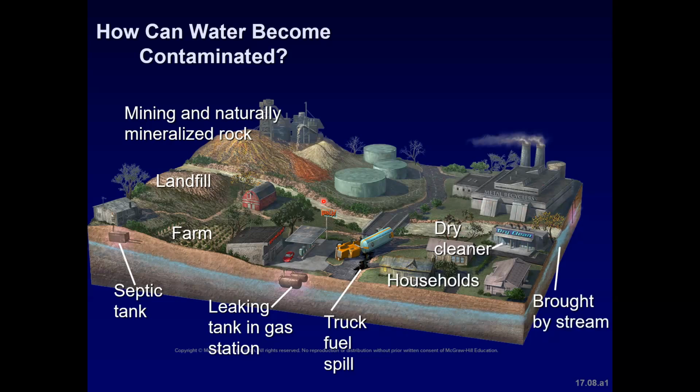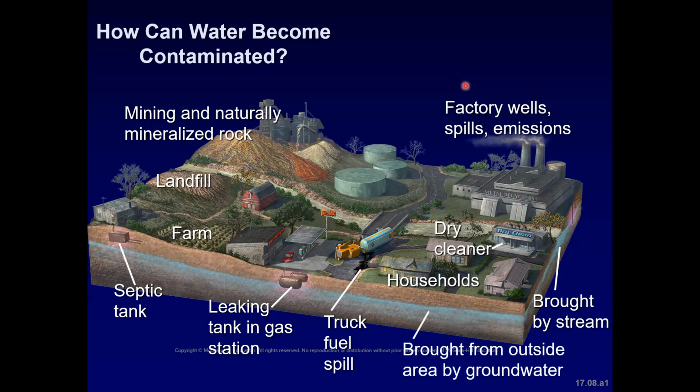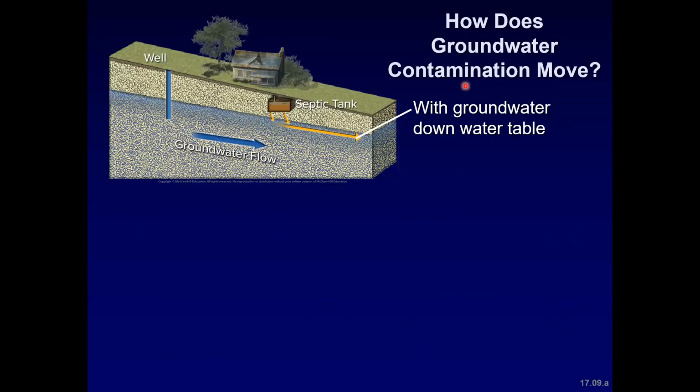Or, whatever happened upstream can be brought by the stream to other areas. Oh, we've got a metal recycler here too. Factories can release things from their processes that impact our water. Fuel storage tanks as well, if they're leaking, that's a problem. And I was going to say too, contamination from other areas not pictured in that area can be transported through groundwater flow. So, how does groundwater contamination move?